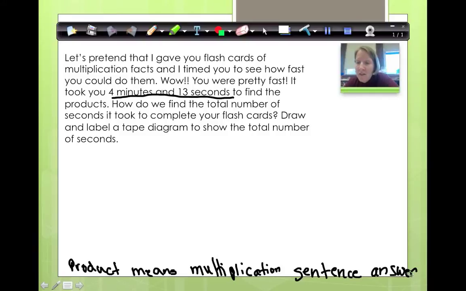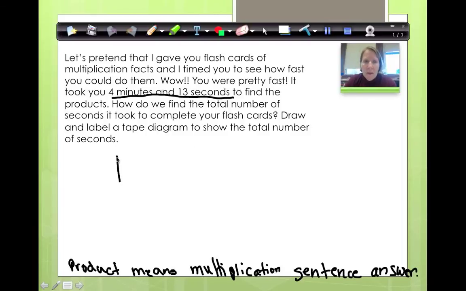But I want you to remember it, so I'm going to have you write this down, and as you write it down, you're thinking about it, you're seeing it, and you're moving your hand to it, so it goes in your brain. Okay, 4 minutes and 13 seconds to find the products. How do we find the total number of seconds it took you to complete your flashcards? Now it says I want you to draw and label a tape diagram to show the total number of seconds.